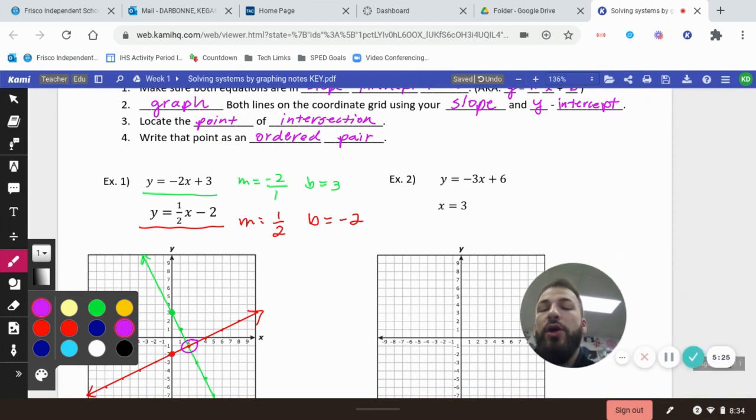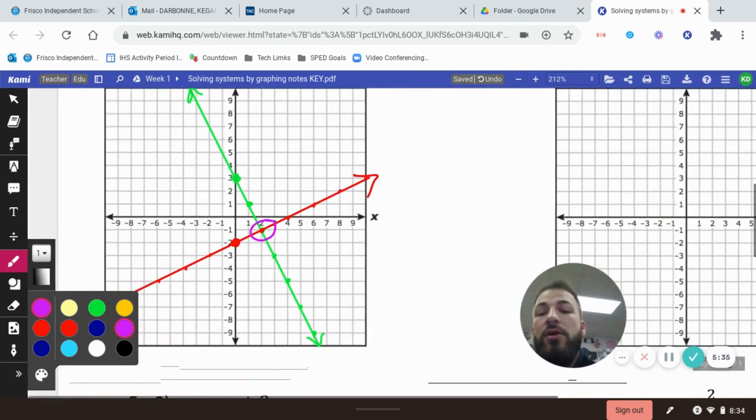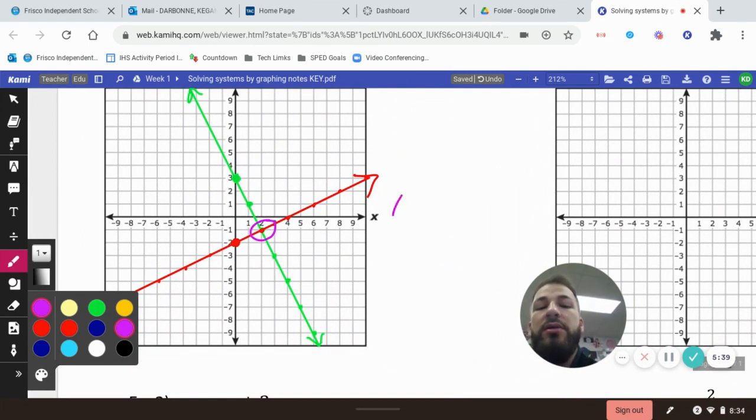And just as a reminder, an ordered pair just means x comma y with our parentheses. So we just talked about this one. So our answer was 2 in the x direction, -1 in the y direction. So 2 comma -1 would be our point of intersection.